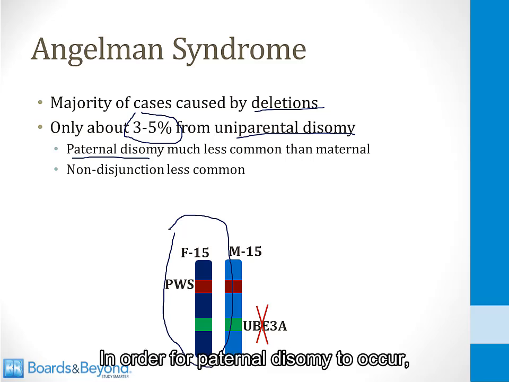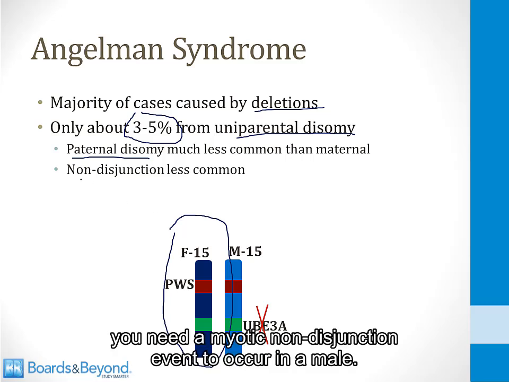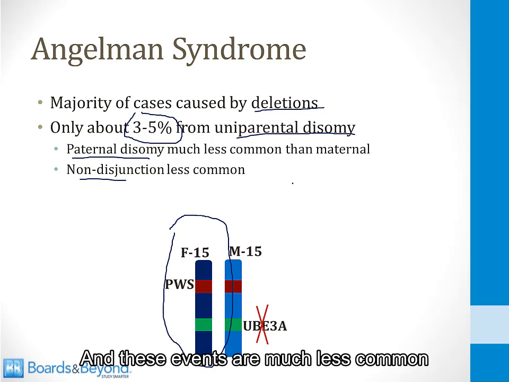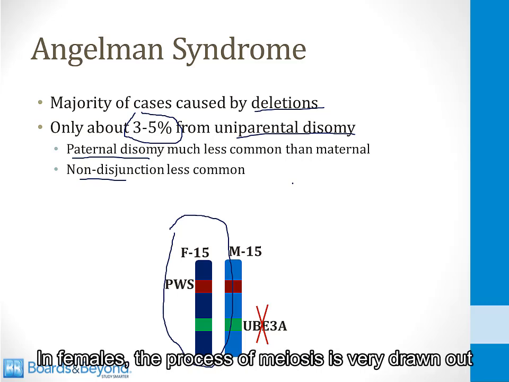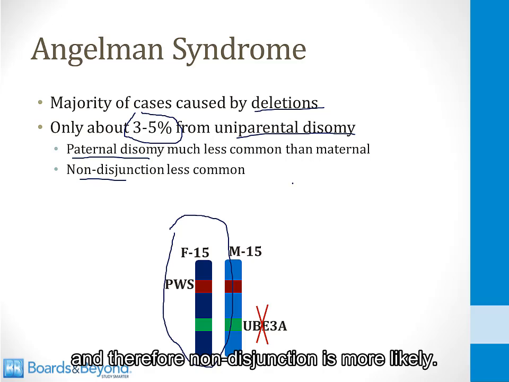In order for paternal disomy to occur, you need a meiotic non-disjunction event to occur in a male, and these events are much less common in males compared to females. In females, the process of meiosis is very drawn out, and therefore non-disjunction is more likely.